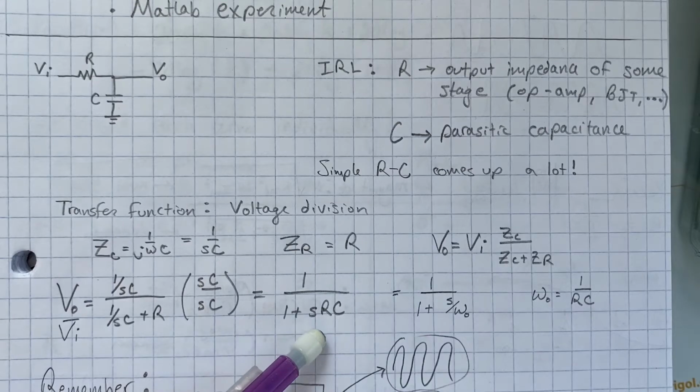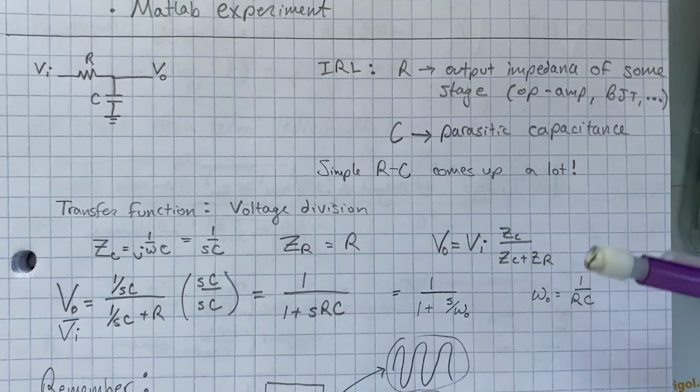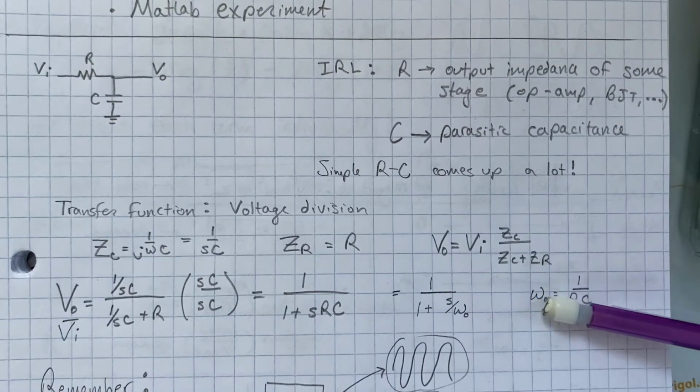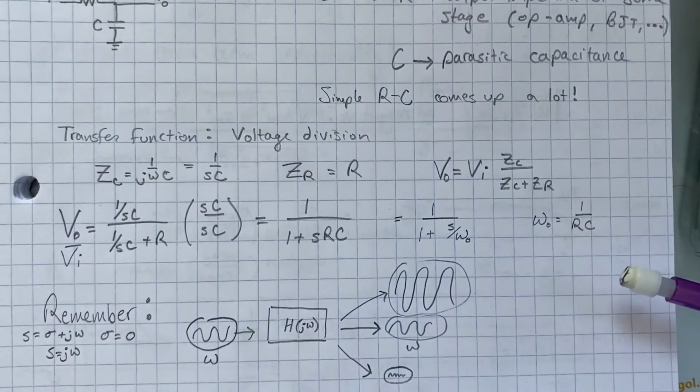And if we simplify, RC is 1 over omega naught, we'll see how that'll help us in our analysis later down the line. So here omega naught is 1 over RC.